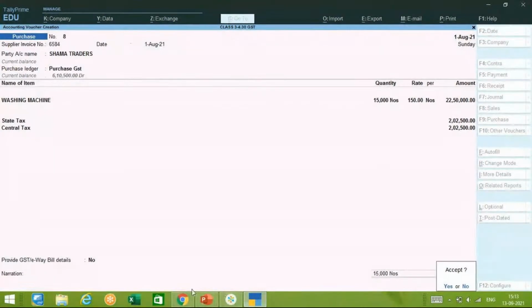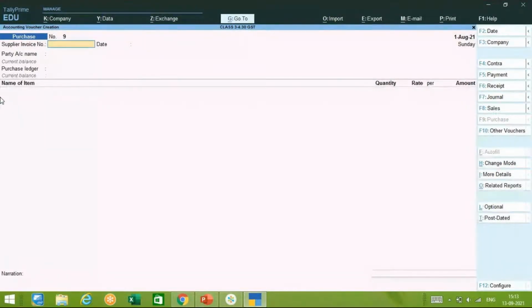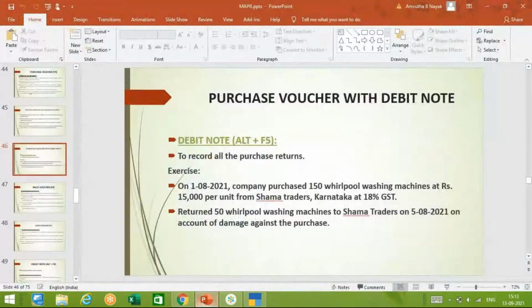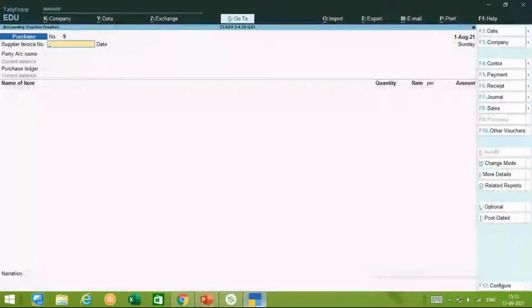Is it clear, everyone? Next we will do the return of 50 Whirlpool washing machines to Shama Industries on 5/8. We will change the date to 1/9. Okay.